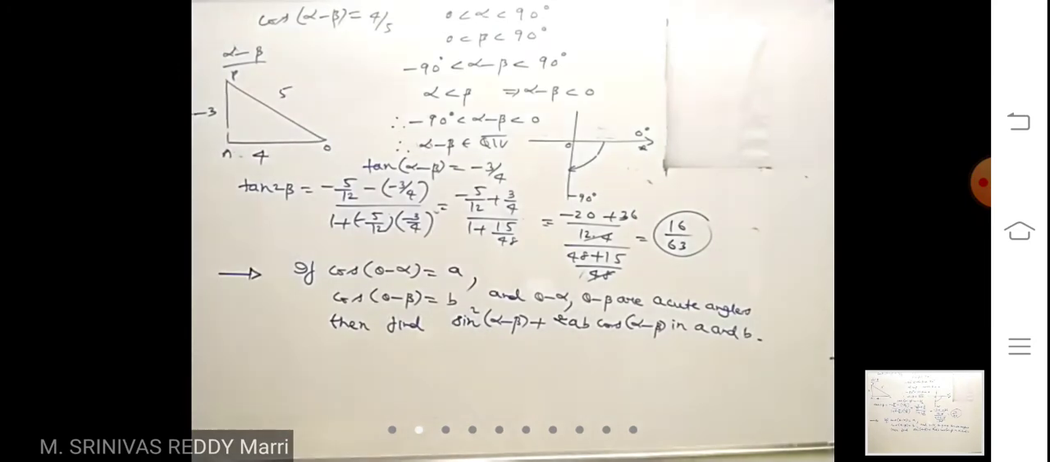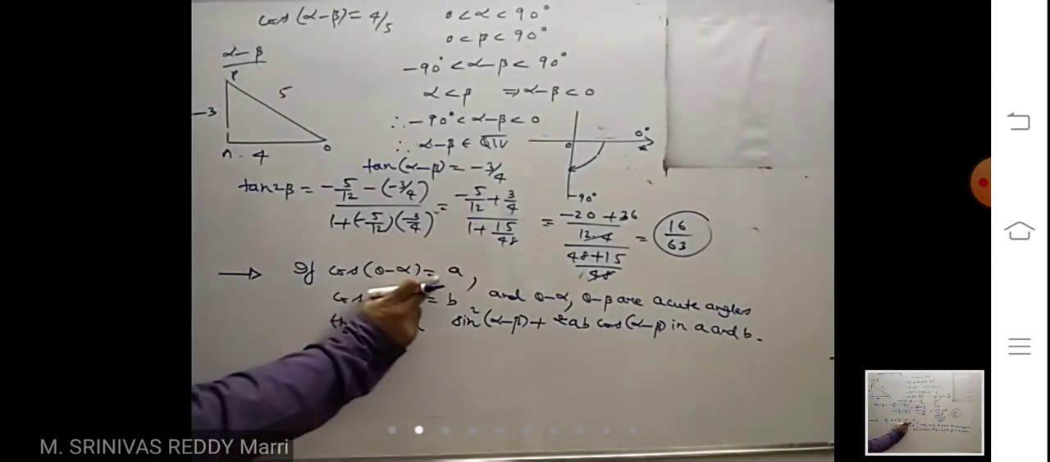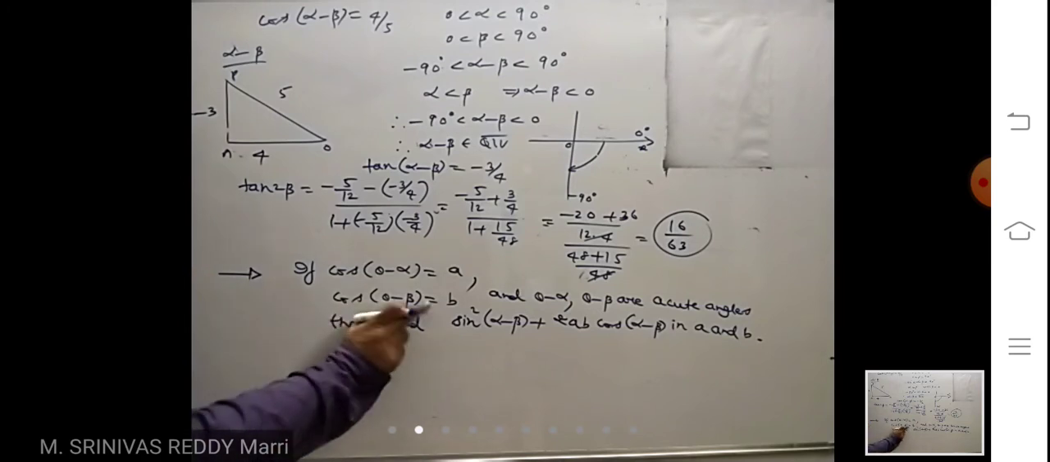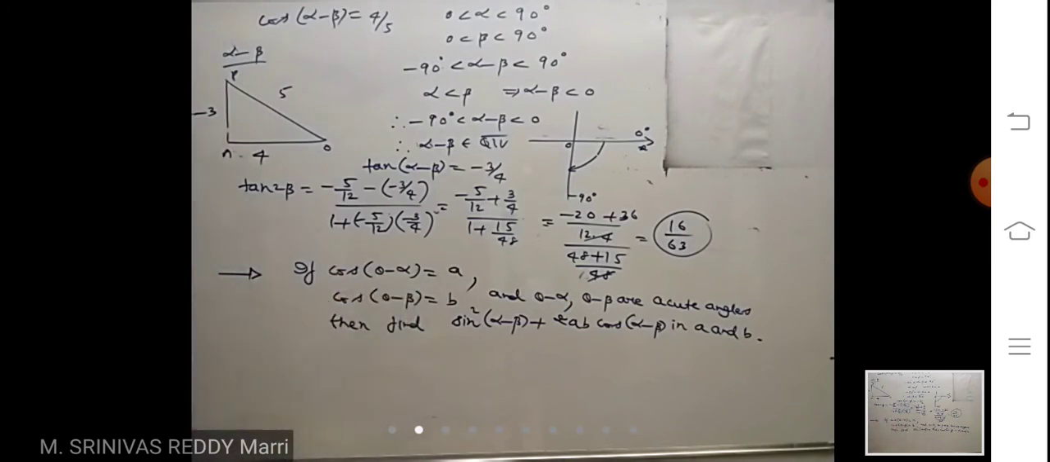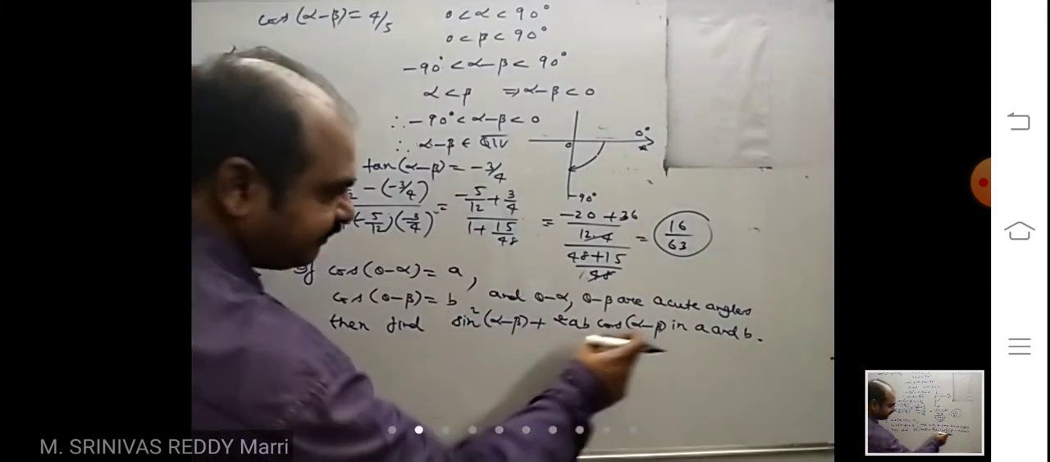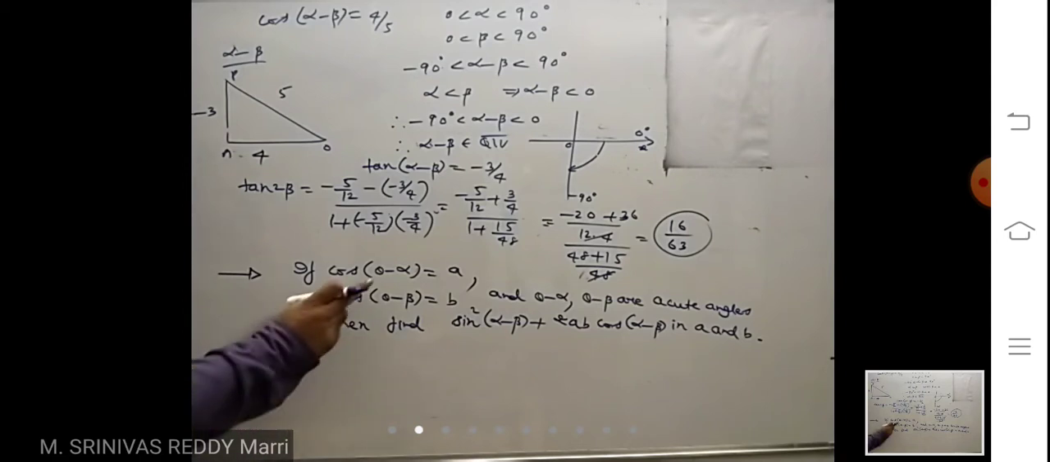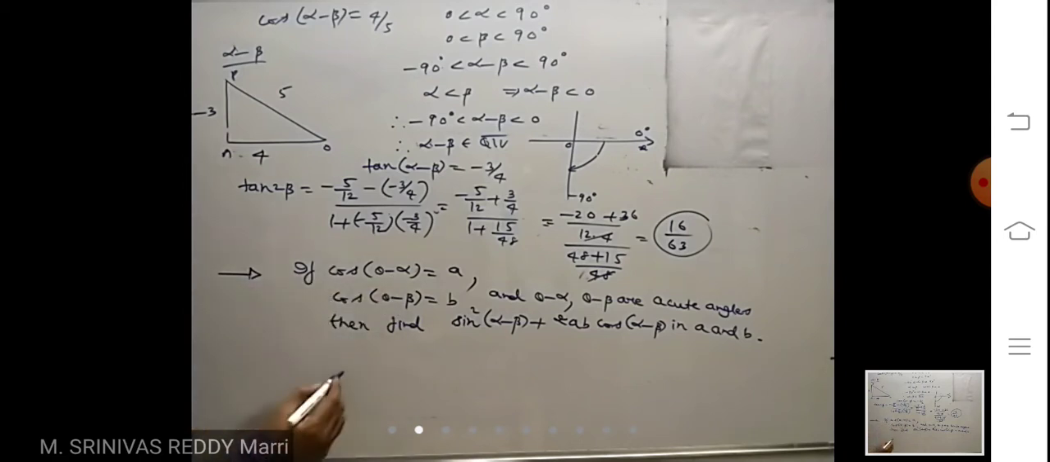Suppose look at one more application. So this is given, cos of theta minus alpha is A, cos of theta minus beta is B. You have to calculate this value in terms of A and B. Look at this problem. So now theta minus alpha is known and theta minus beta is known. Look at the approach.